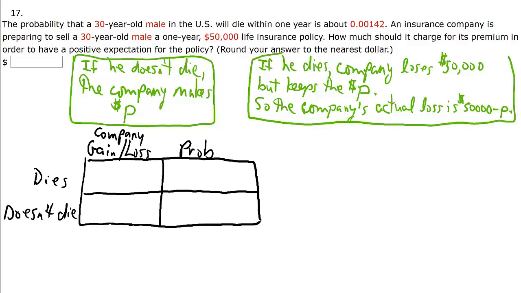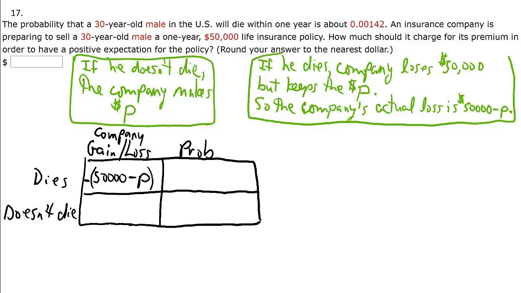We're going to build the table just as always. We need a column for the company's gain or loss. We need a column for the probability of that happening. And then we need to, on the rows, look at whether the 30-year-old male dies or doesn't die. And we've got to fill out that table.